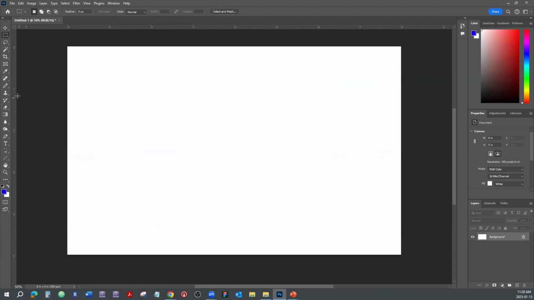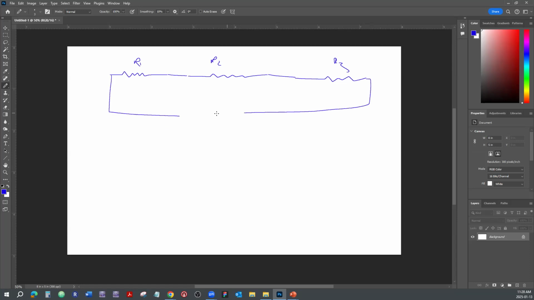But how is it that we add resistances? If we have a resistor, and we have another resistor, and we connect them all together. So there's R1, R2, R3. And we connect those, and we have a couple of terminals here. Across these terminals, the total resistance is equal to R1 plus R2 plus R3.